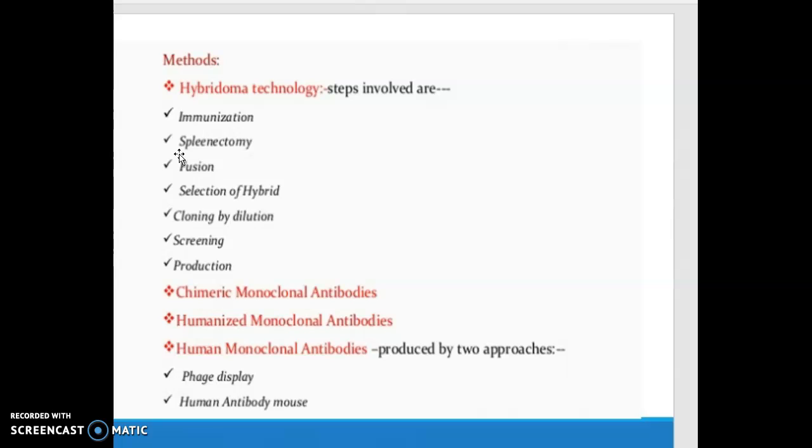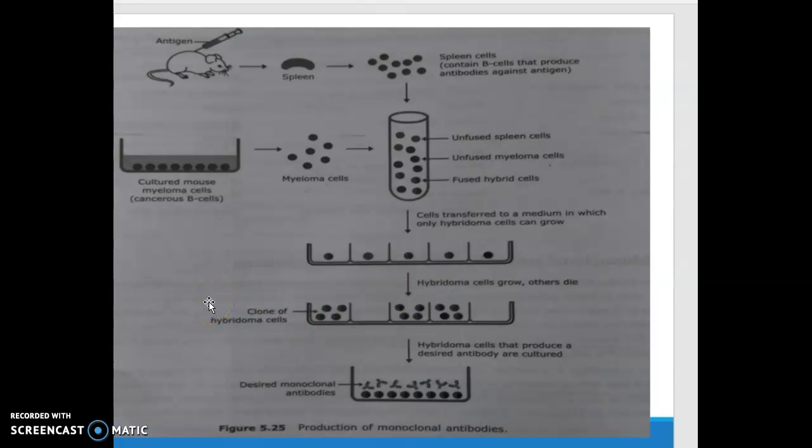Hybridomas are somatic cell hybrids produced by fusing antibody-forming spleen cells with myeloma cells. Antibody-producing B cells normally die after several weeks in culture in vitro. Therefore, antibody-producing B cells are fused with B cell tumors, also called myeloma. The next step is the selection of hybrid cloning by dilution, screening, and production. This is the protocol for the production of monoclonal antibodies.